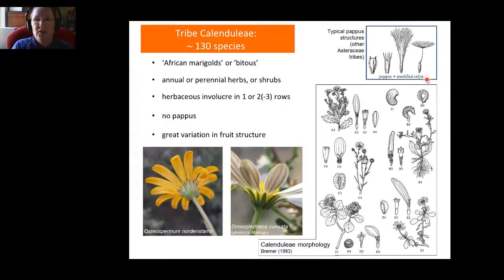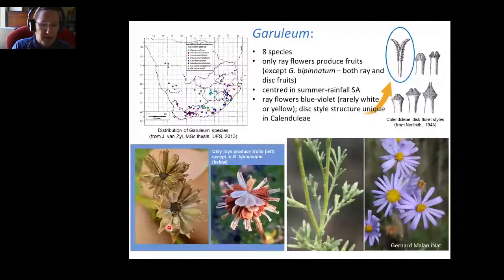So first off, the genus Garuleum, comprising 8 species. In Garuleum, only the ray flowers produce fruit. So you can see in this developing fruiting head, or actually, these fruits look ripe. Only the outer ring of flowers has produced fruit. The disc flowers have dried up and dropped off here. And that's true for all Garuleum with the exception of this species, Garuleum bipinnatum. In this fruiting head, you can see the ray floret fruits on the outside, and then these flattened fruits here developed from the disc florets.